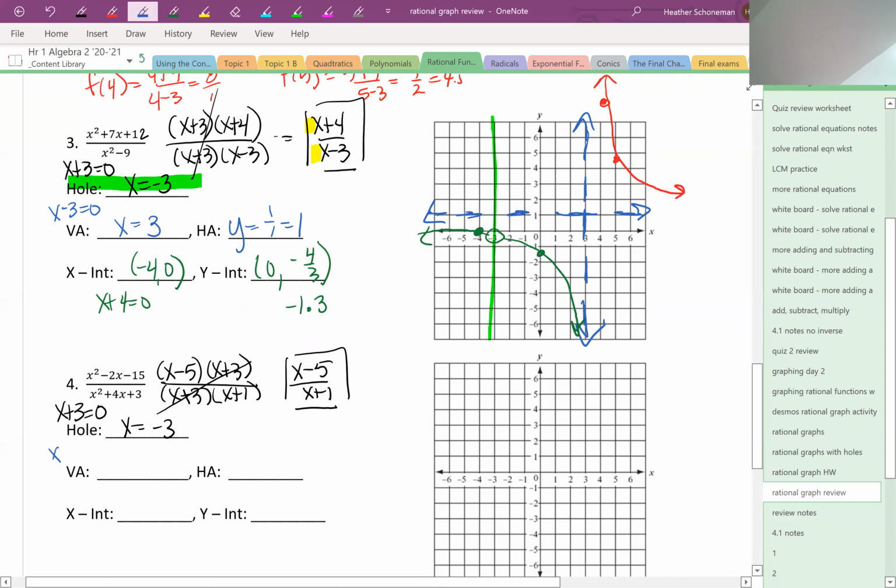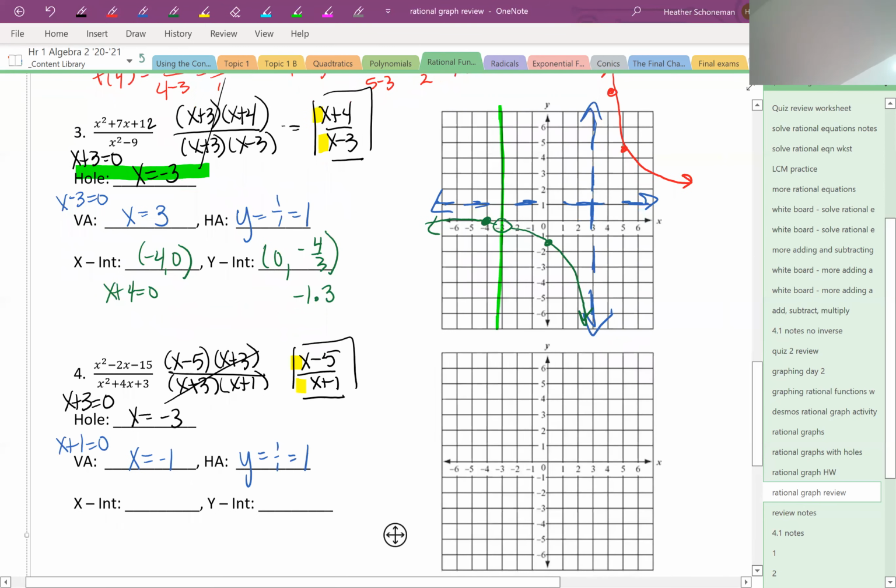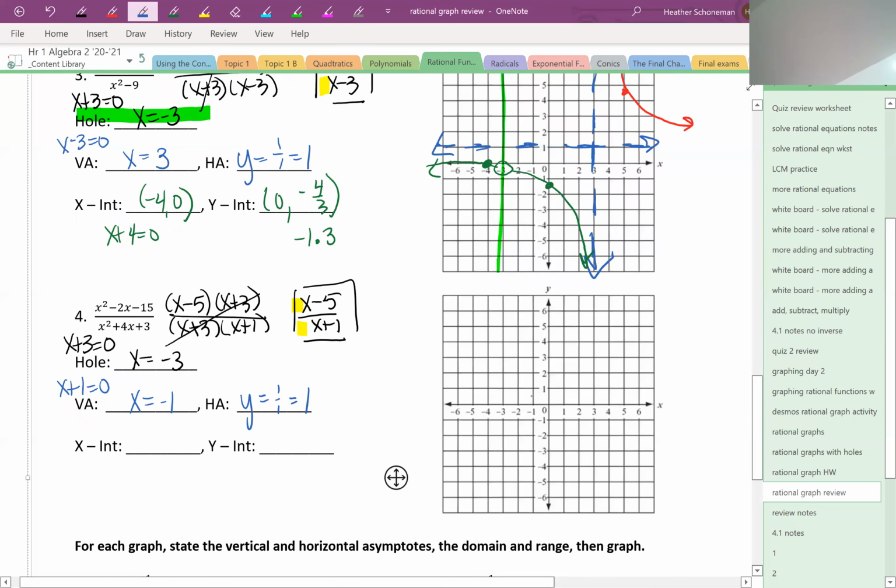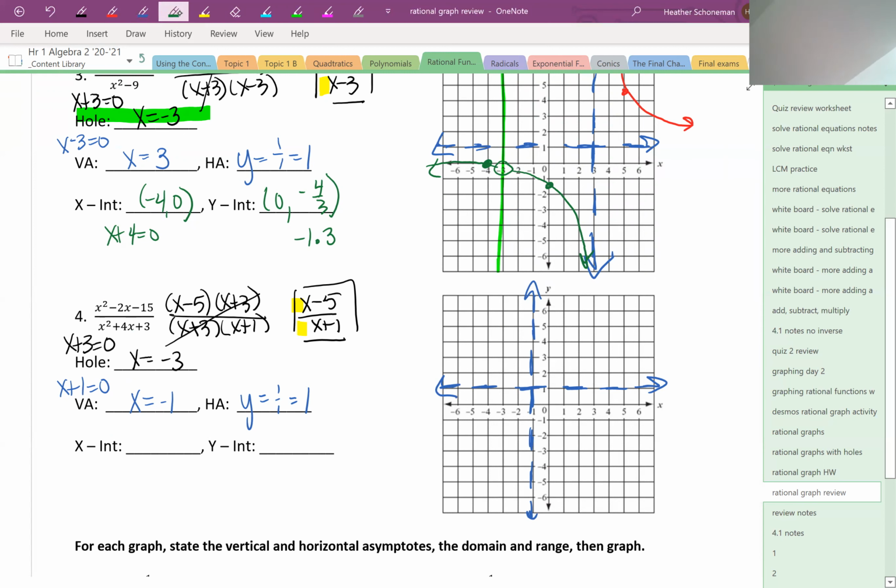So my vertical asymptote is where the bottom equals 0. So I get x equals -1. The horizontal asymptote is the ratio of my leading coefficients. So I get 1 over 1, which is just 1. So I have a vertical line at -1 and a horizontal line at +1. And now I need to plot my points.